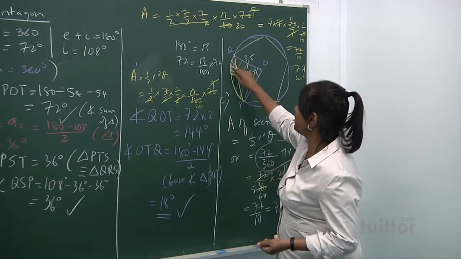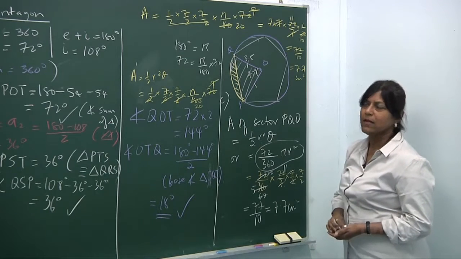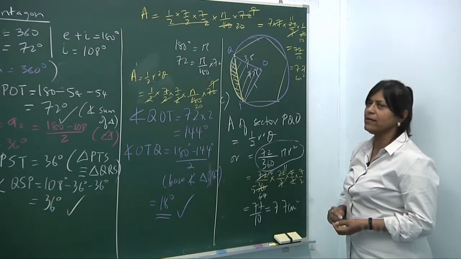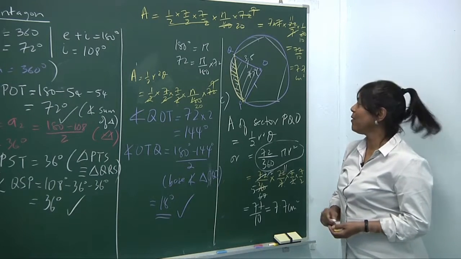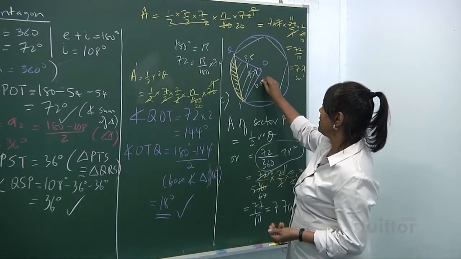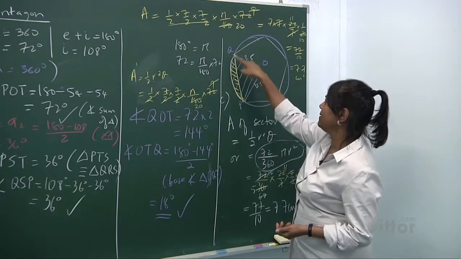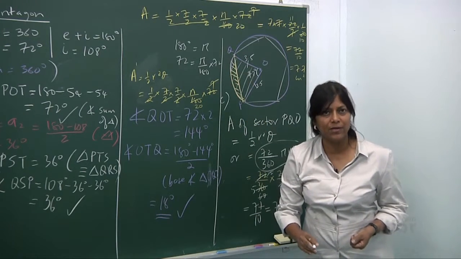To find the area of this shaded region, we need to find the area of the triangle. Alright? And for the area of the triangle, you could use half AB sine C. Once you get the area of the triangle, half AB sine C, okay? You take this sector minus the triangle and that will give us the shaded region.